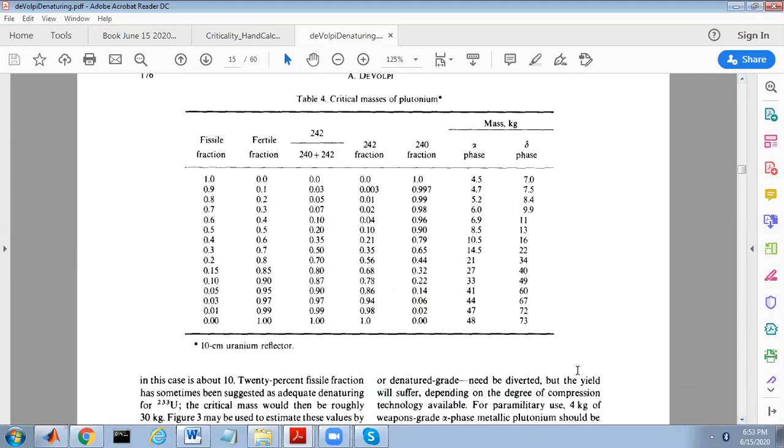Okay, so let's wind up the lecture with some numbers from here. So you can see the critical masses of plutonium, and so fissile fraction as it goes down. So now these are the contaminants and of the fertile, which makes things bad, and you can see that the critical mass increases.